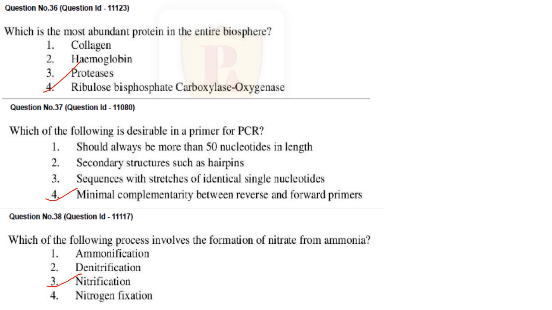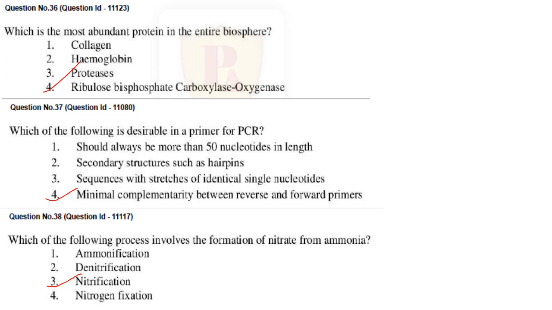Then next one. Which of the following processes involves the formation of nitrate and ammonia? Ammonification: it produces ammonia from breakdown of organic nitrogen. Denitrification: nitrates or nitrites are broken down, liberating free nitrogen into the atmosphere. Nitrification: ammonia is sequentially oxidized to nitrite and nitrate.